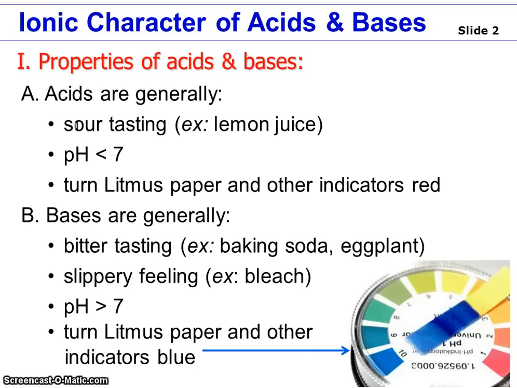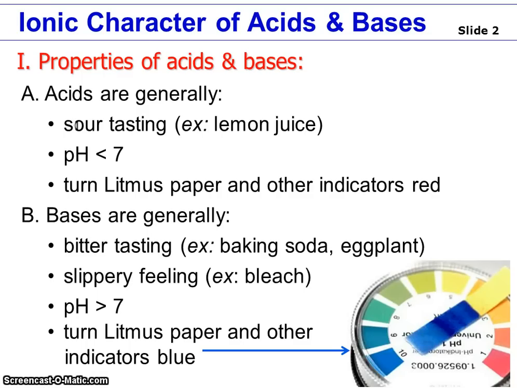In general, acids such as lemon juice and other citrus fruit juices are sour tasting. They have a pH that is going to be less than 7, and they turn indicator paper a red color. So this is an example of litmus paper, which is a type of indicator paper most people are familiar with.